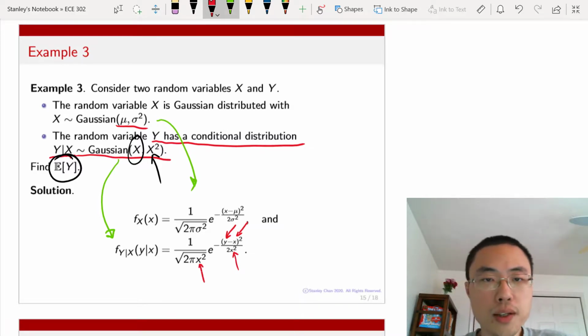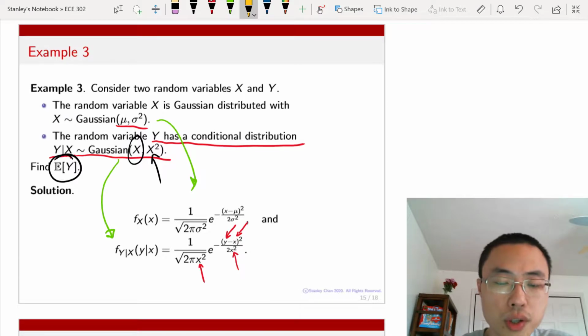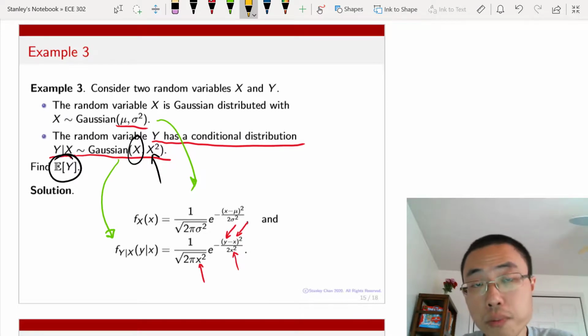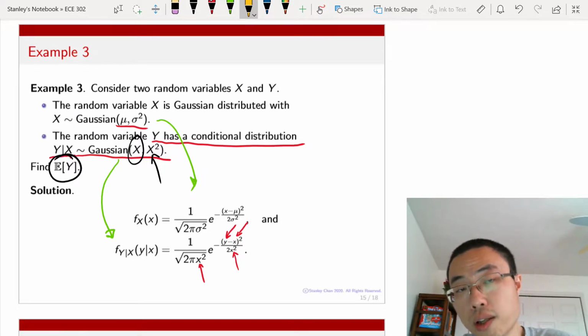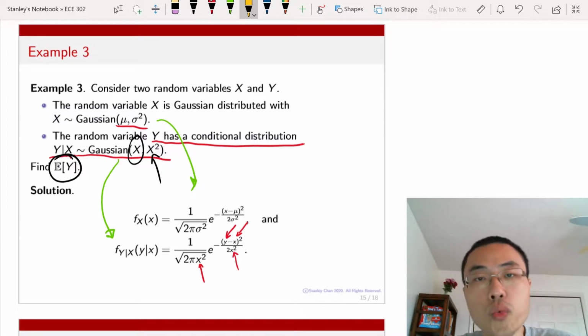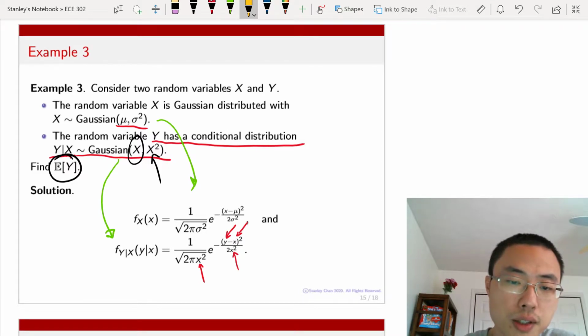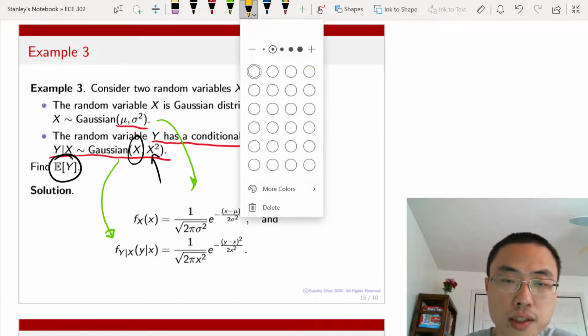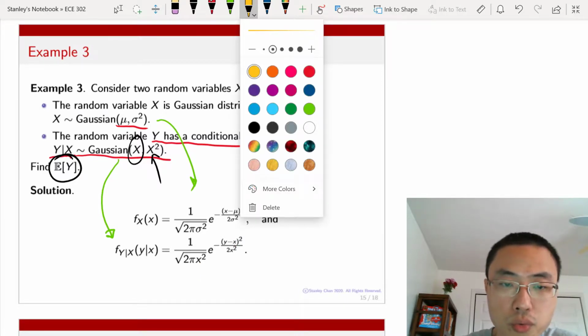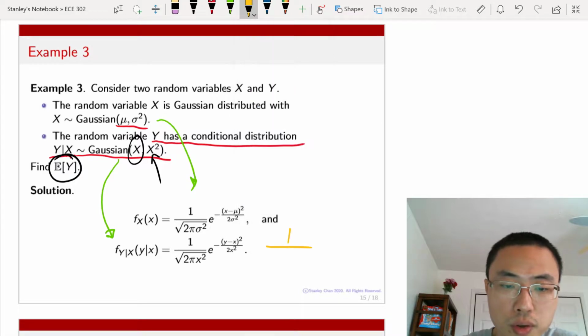Whenever you see a problem like this, you need to understand which number is a deterministic quantity, a fixed quantity, and which number is a variable that you need to apply the integration to. Here, the number that is fixed is the x. So one way to think about this is that you can replace all the x by whatever thing that you want.